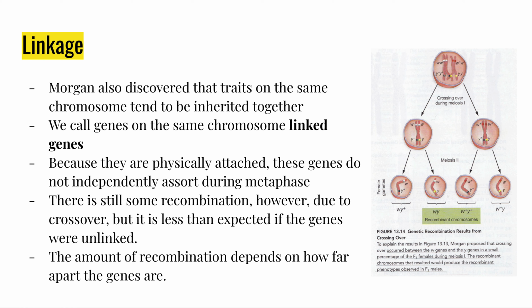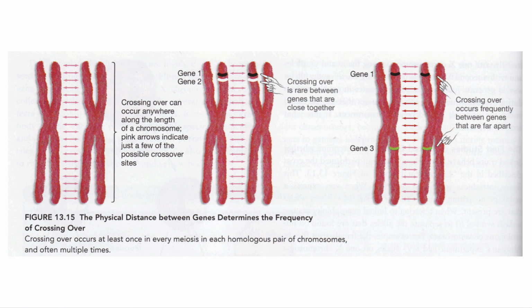And the amount of recombination that occurs directly correlates with how far apart the genes are. If you have two genes that are super close to each other, like gene 1 and gene 2 in the diagram, chances of them crossing over are very low. They're right next to each other. Is it possible for crossover to occur right between them? Yes, it is. But the chances of it happening are unlikely because the location of crossover within the chromosomes is random.